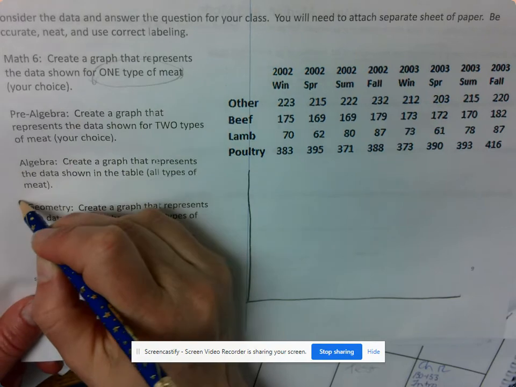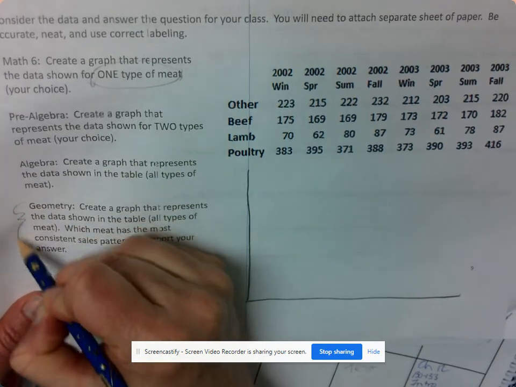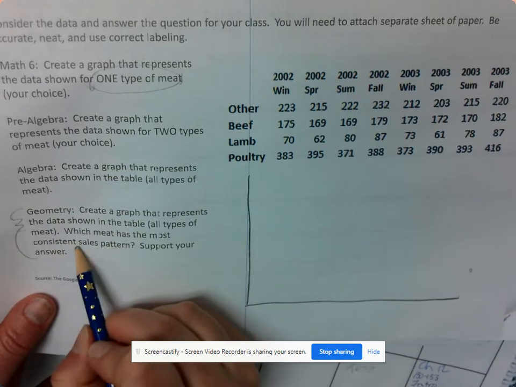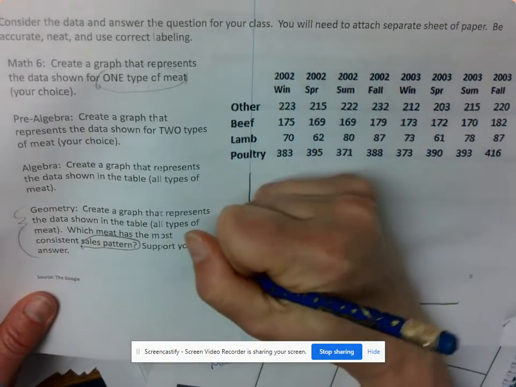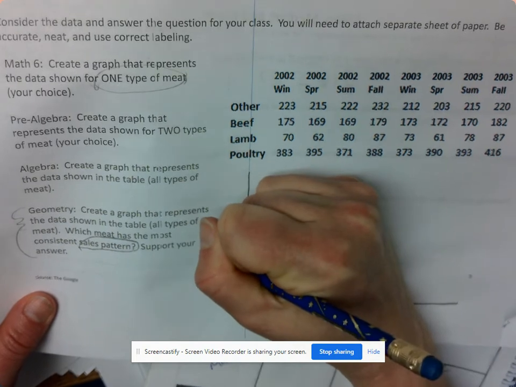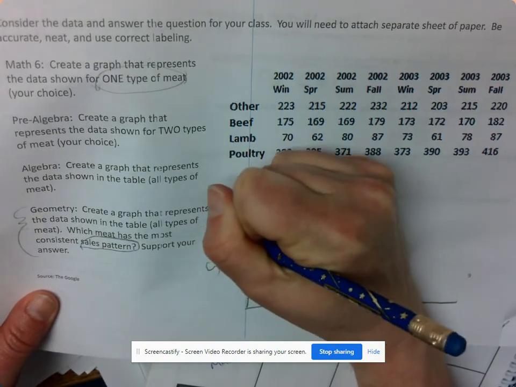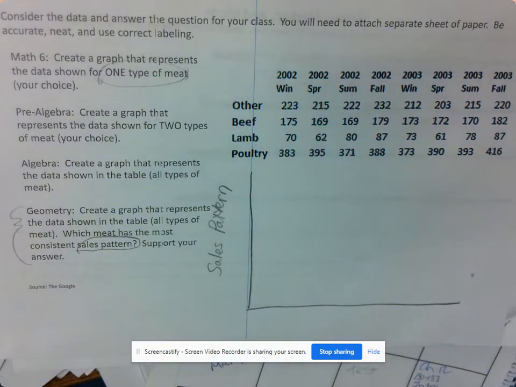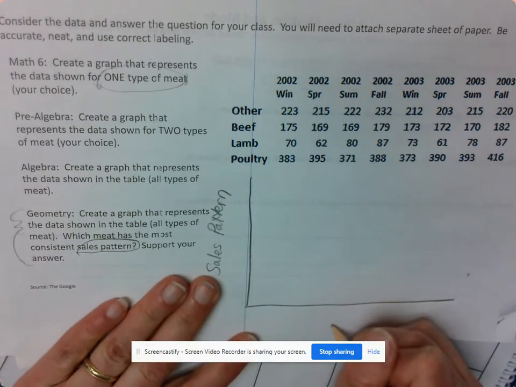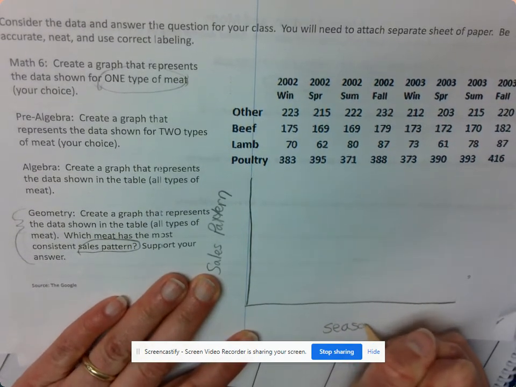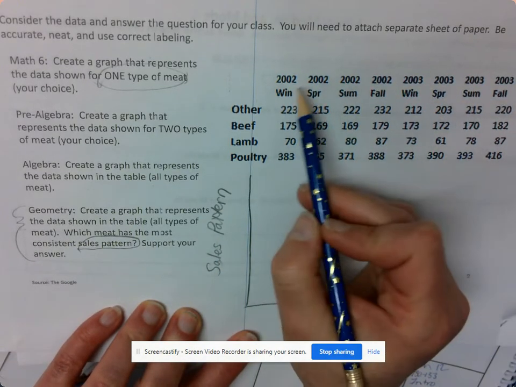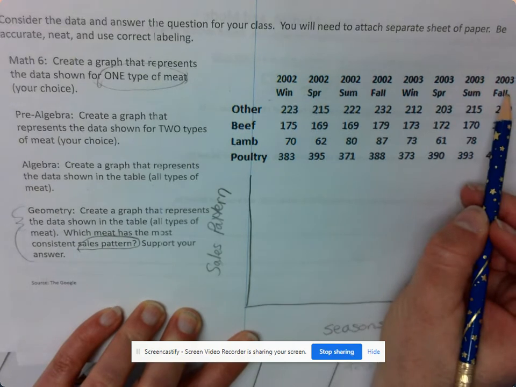I'm going to point out our geometry section. It tells us that sales pattern. So we're going to write sales pattern. How should I label the bottom? Seasons. Because we have seasons here. So our numbers are the sales pattern. And on the bottom, we have the different seasons going across.